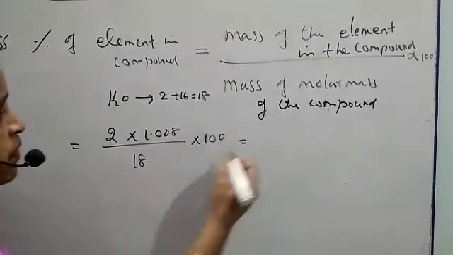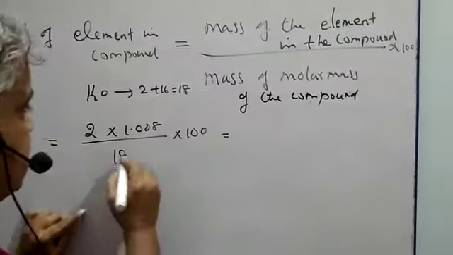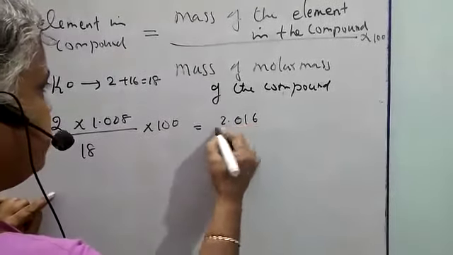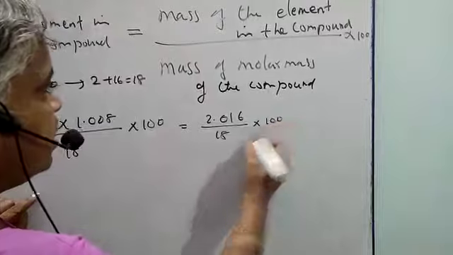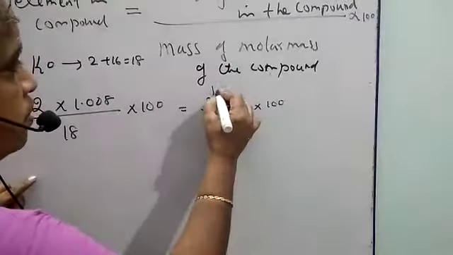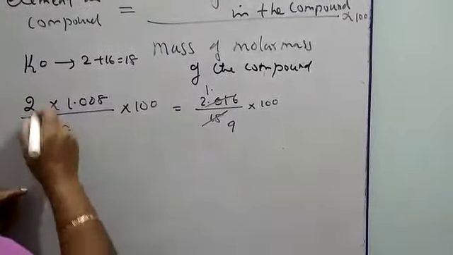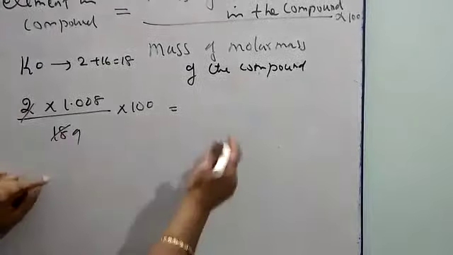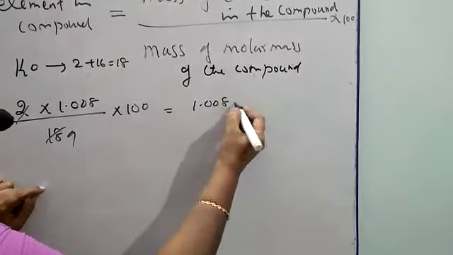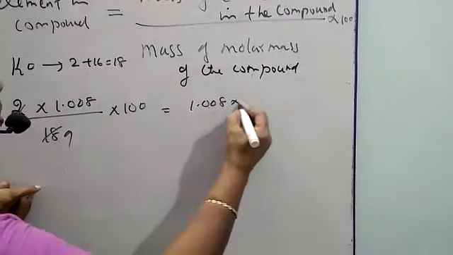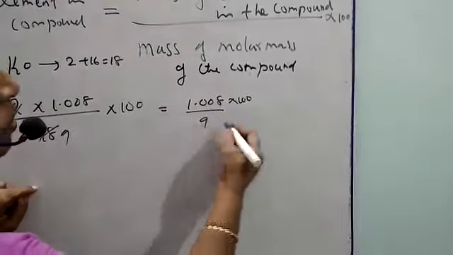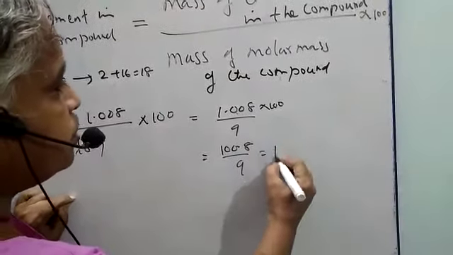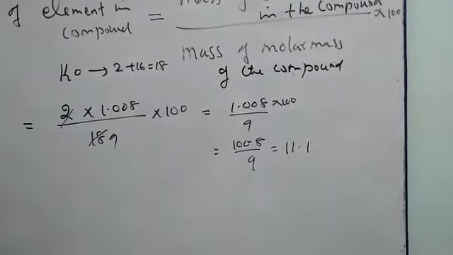So this simplification, let me write here: 2.016 divided by 18 into 100. This is getting cancelled by 9. Okay children, 1.008 into 100 divided by 9. I am writing this as into 100. 100.8 divided by 9 is equal to 11.1. You will get it.